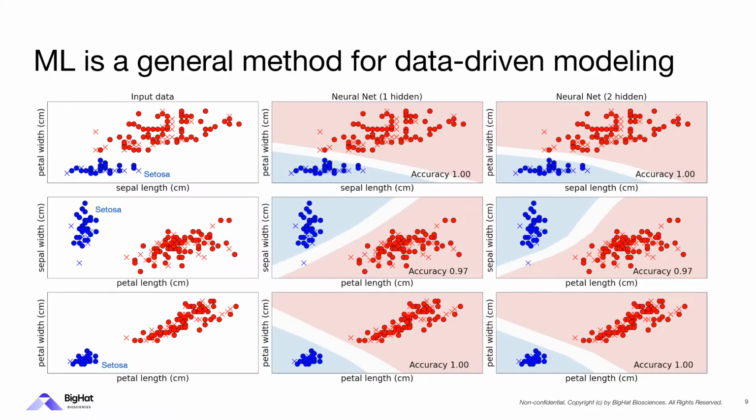And the thing that makes it extremely interesting as a technology is that it's a very general purpose approach for data-driven modeling. So here as an example, I just take a couple of other features as x's and y's. In the upper left, it's now petal width instead of sepal width. And in the bottom left, it's petal width by petal length.